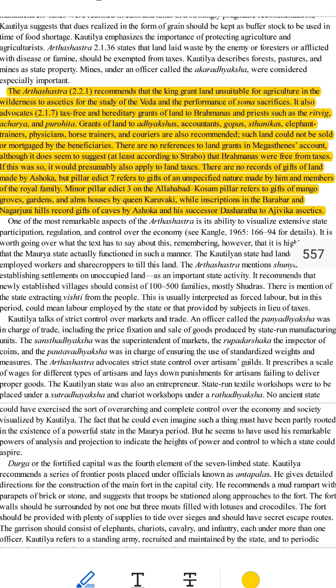Number 5. Ashoka and gifts. Ashoka was a famous Indian emperor known for his generosity and kindness. While there are no records that Ashoka gave land grants like the Arthashastra suggests, there are records of other gifts made by Ashoka and his family.